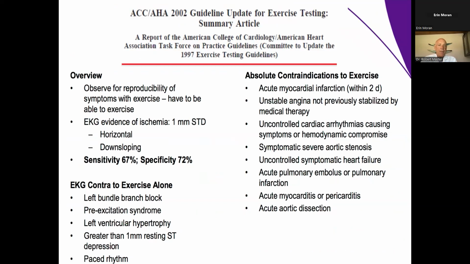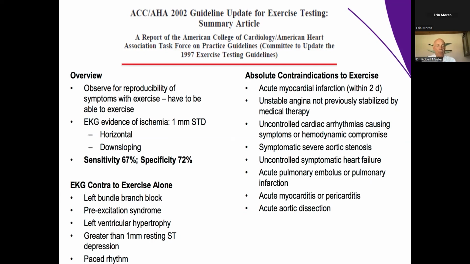So we're going to talk about first just plain old stress testing without any imaging. Basically what we're looking to see is, can we reproduce the patient's chest pain with exercise? And obviously to do that, the person has to be able to exercise. And what you're looking for is that the person's resting EKG is normal, but with exercise and/or chest pain, they develop 1 millimeter of horizontal or downsloping ST segment depression. And you can see here that the sensitivity and specificity are fair, roughly 70% for both.